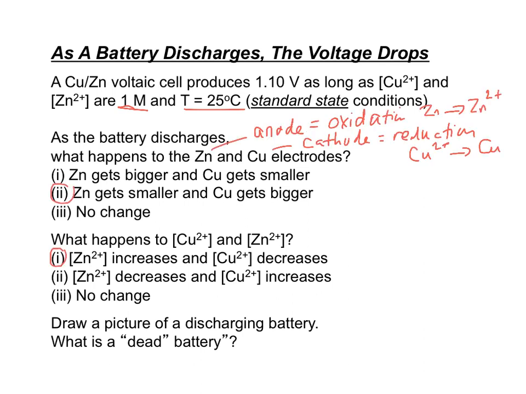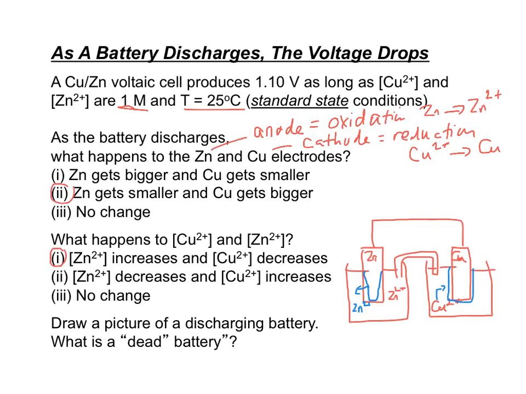And here's a picture of a discharging battery. Red is the standard state conditions, blue is while discharge is occurring. Note that the zinc is being oxidized to zinc ion and the copper is being reduced to copper metal. Devices need a minimum voltage to work, so a battery is dead when it no longer produces the minimum voltage to run a device.